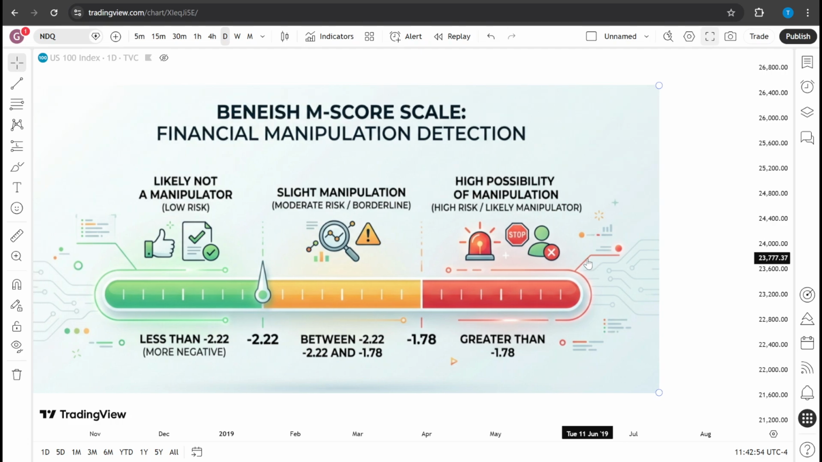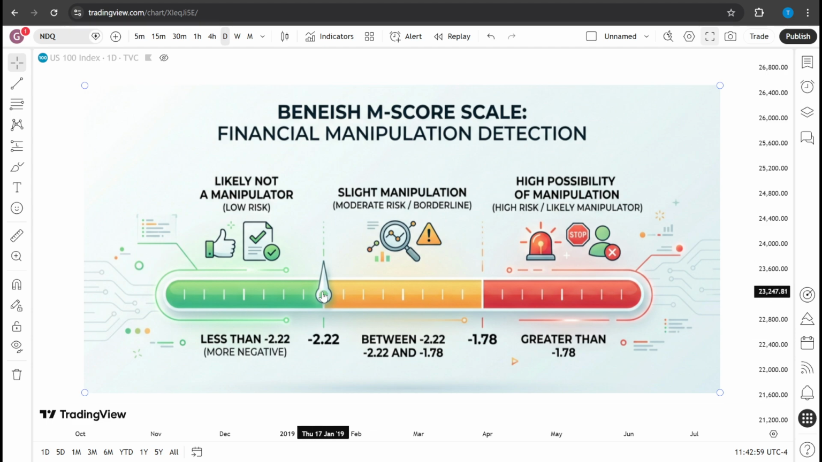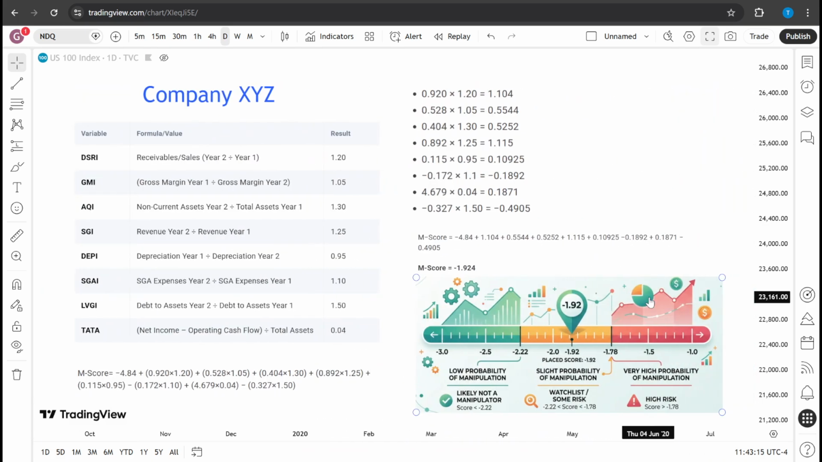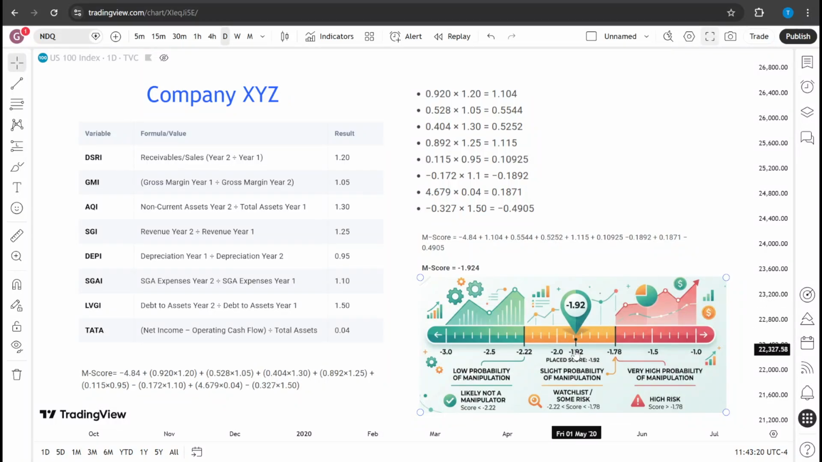We use a specific scale. A score less than negative 2.22, meaning more negative, typically indicates the company is not a manipulator. A score between negative 2.22 and negative 1.78 suggests a slight manipulation risk. Finally, a score greater than negative 1.78 suggests a very high possibility of manipulation. In our example, company XYZ scored negative 1.924, which puts it in that middle zone, signaling a slight risk of earnings manipulation.